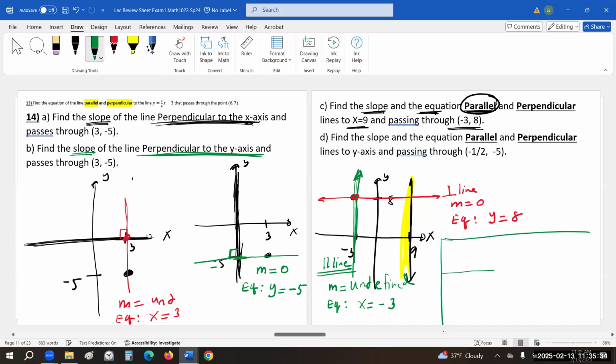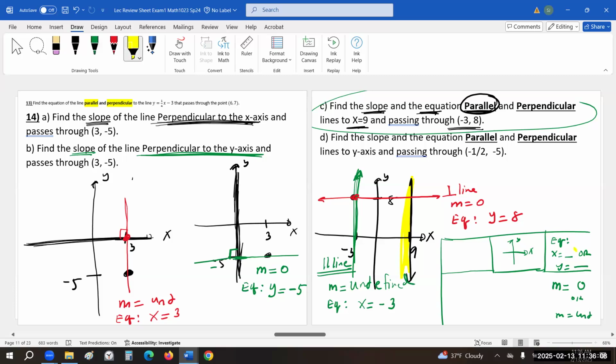So in the exam, it will be something like this. The question will be here. Whatever question I have is here. And then in the next slide, I'm going to give you your X and Y axis. So we are going to draw the lines they're asking you. And then I'll give you options. What's the equation? Is it X equals something or Y equals something? And then about the slope. What is the slope? Is the slope 0 or is the slope undefined?